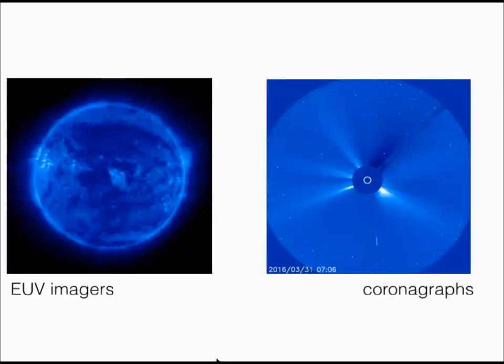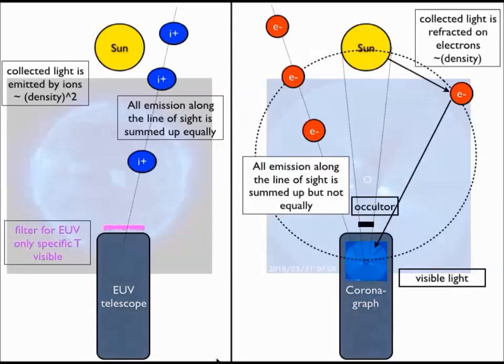So let's take a step back and compare these EUV imagers and the coronagraph images and think about why they're different. In this case, they're both colored blue, but the blue is an artificial color, of course. It doesn't have anything to do with the feature itself. These are all black and white images, and we color them just for presentation. But if you think of how these images are made, there are differences.